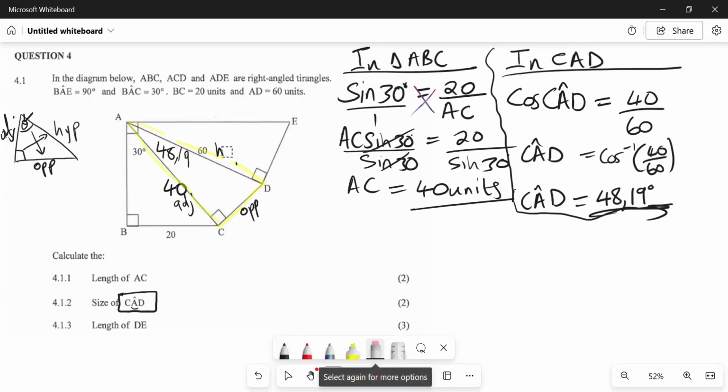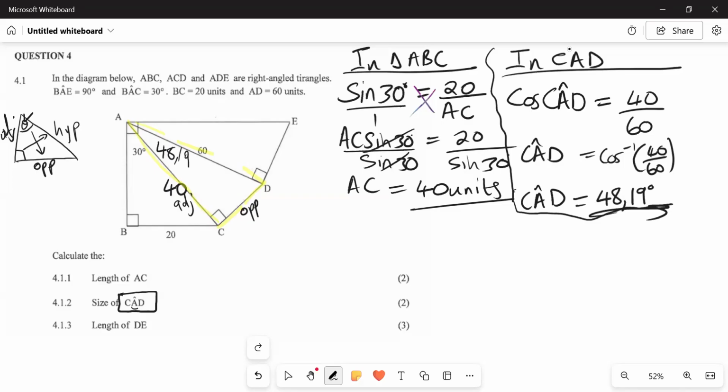So now they are saying we should calculate the length of DE. But for DE, we don't have enough information, right? For example, we don't have this angle here. At least if we can have the angle, then we can use the angle and the side, which is 60 there. So how do we get that angle?